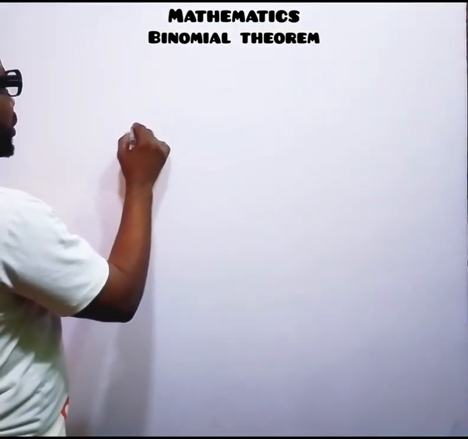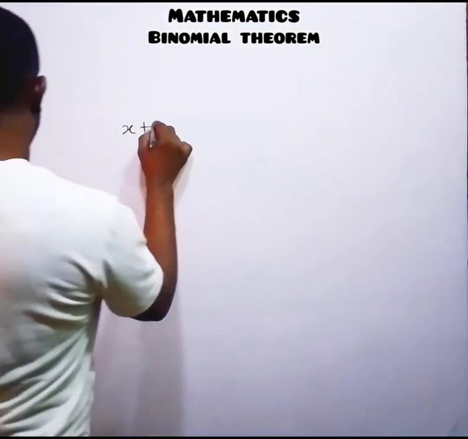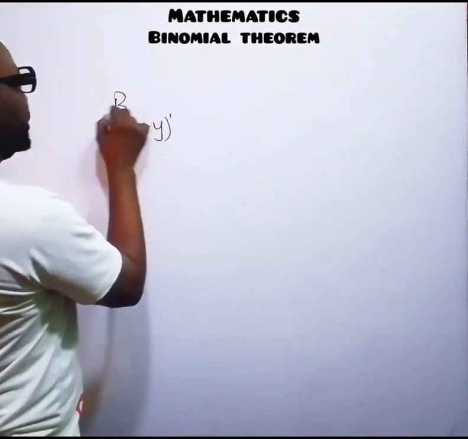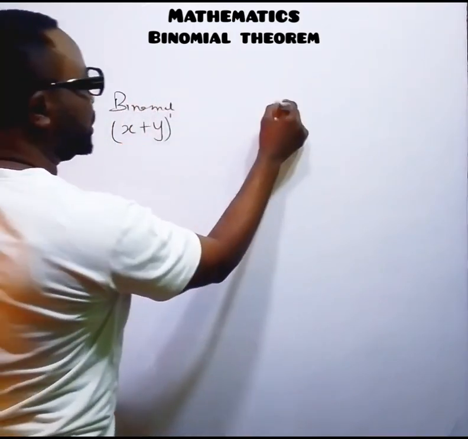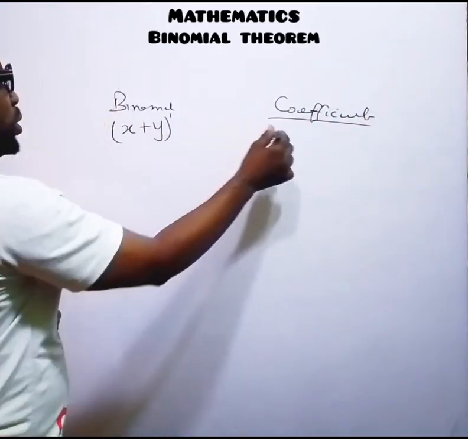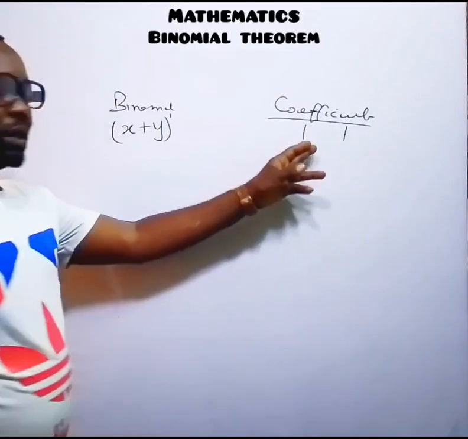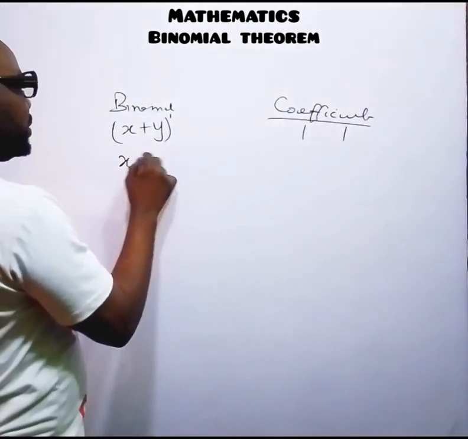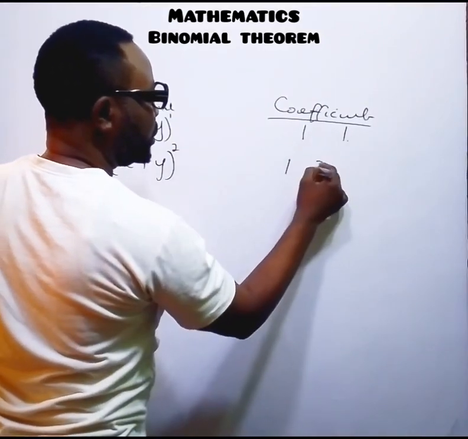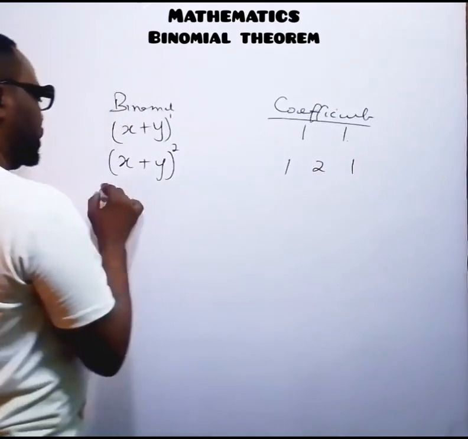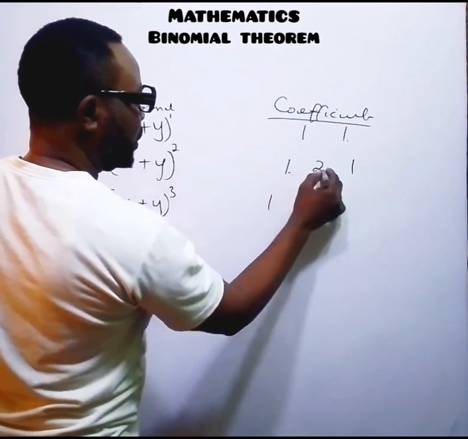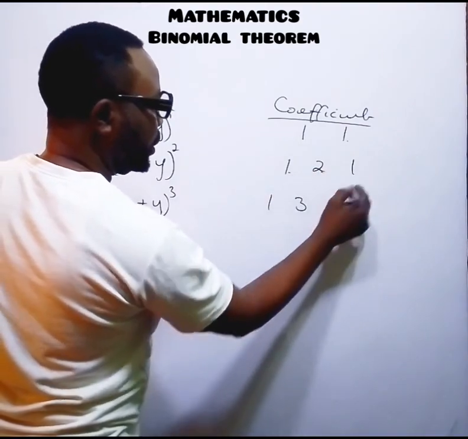Now, I'm going to start from the expression of x plus y raised to the power of 1. This is the binomial, and this is the coefficient. This one will give us the coefficient as 1, 1. If I have x plus y raised to the power of 2, this will be 1, 1 plus 1, 2, 1. X plus y raised to the power of 3 will give us 1, 1 plus 2, 3, 1 plus 2, 3, then 1.